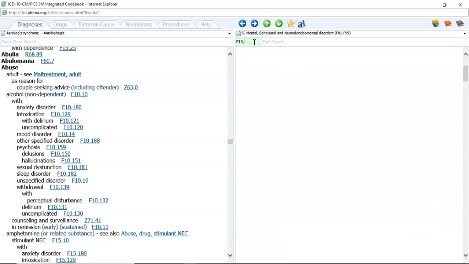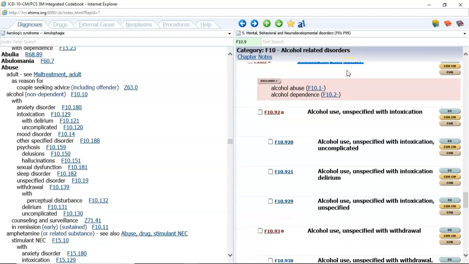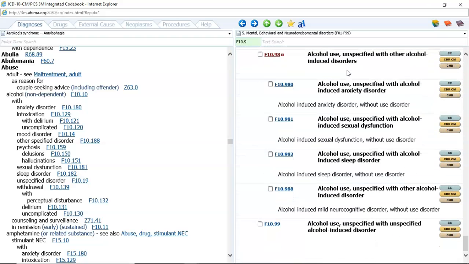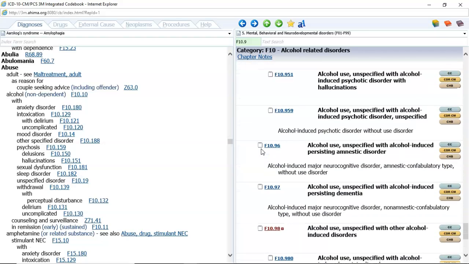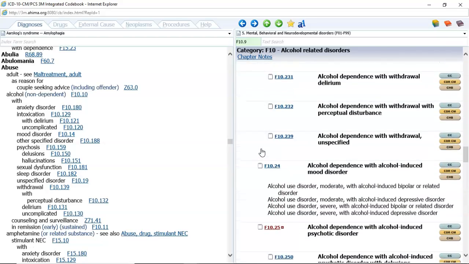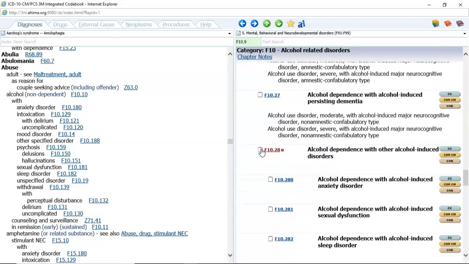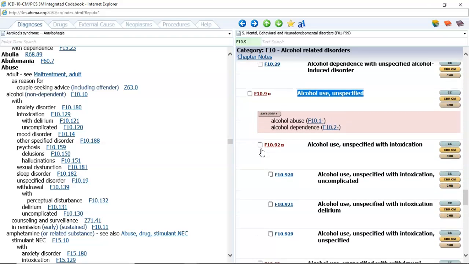So if we look at F10.9, well, let's see, we look at F10.99, alcohol use unspecified with unspecified alcohol-induced disorder. So that's probably not a code that you would ever apply. But when we look at these particular codes, again, we have to have the provider documentation of this condition. I apologize for scrolling through here. Let me get to one spot and stay there.